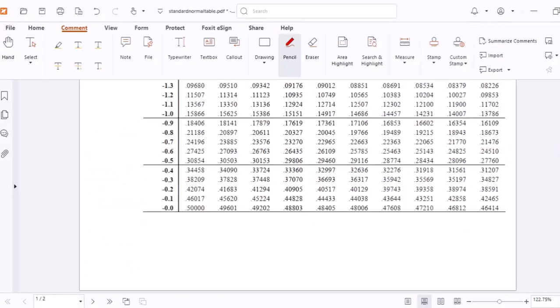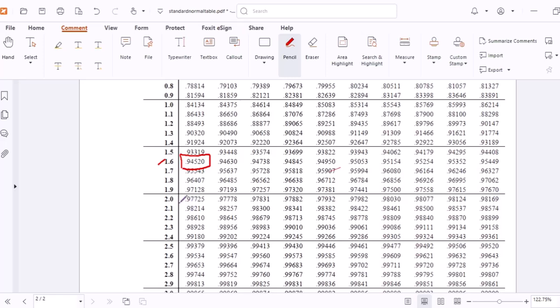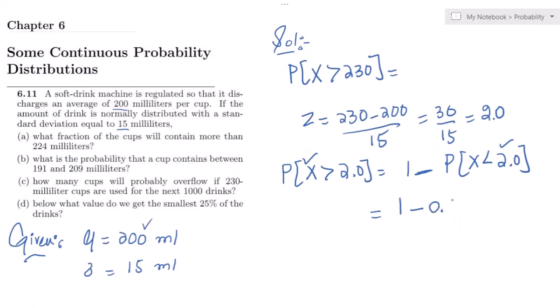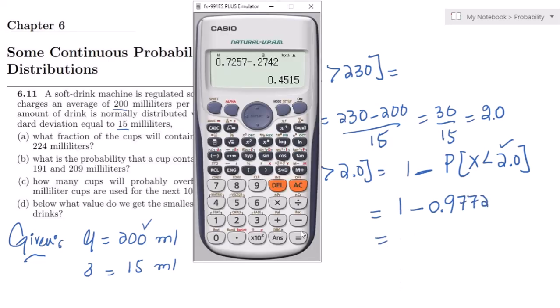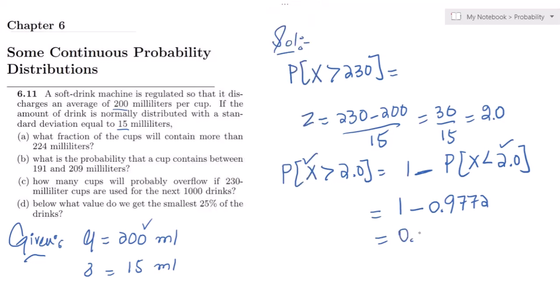So 2.0 is where? This is the 2.0 and here the value is 0.9772. Okay, subtracting it from 1: 1 minus 0.9772 is 0.0228. Okay, so this is the probability value that z is greater than 2.0. Okay, this is a probability.